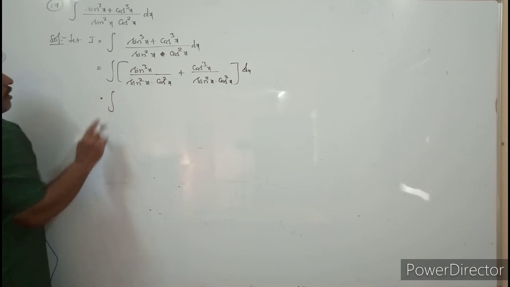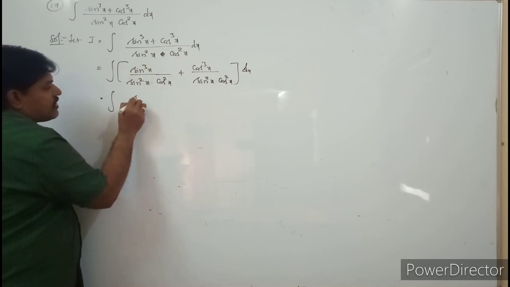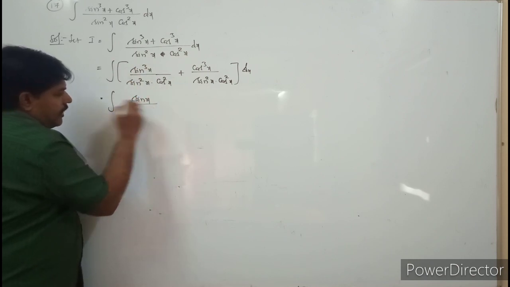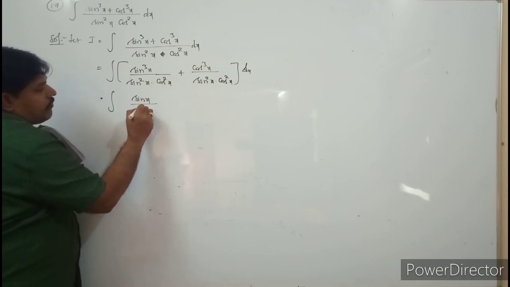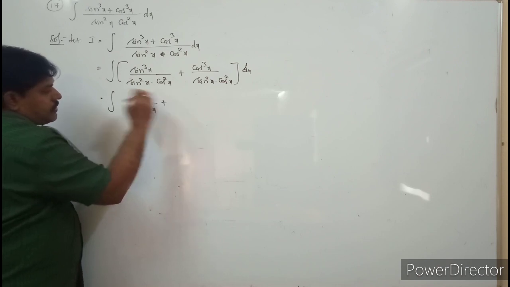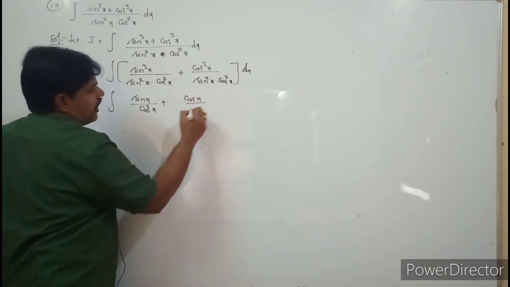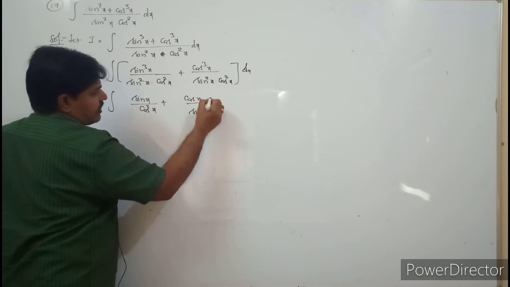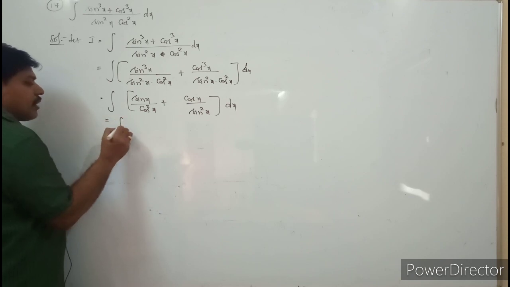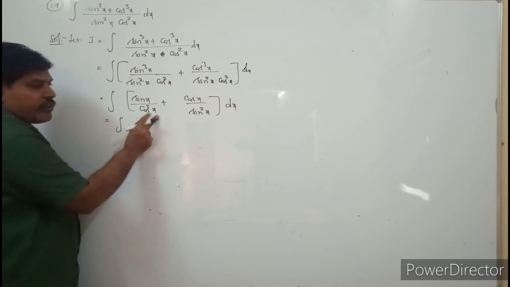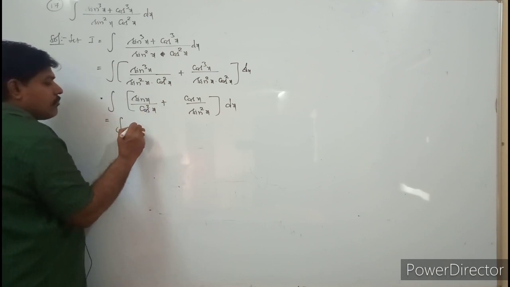So what happens? In the integral, sin cube x by sin square x is nothing but sin x by cos square x, plus cos cube x by cos square x, that is nothing but cos x by sin square x, into dx. So that is equal to the integral of this cos square x, you can split as cos x into cos x. Okay, so sin by cos, one sin by cos, will become tan x.